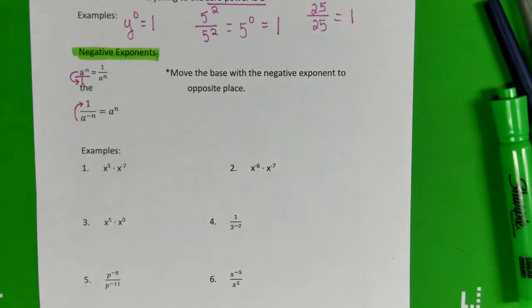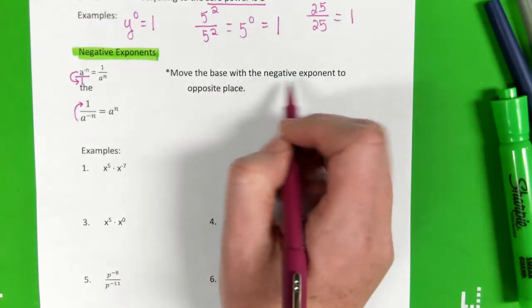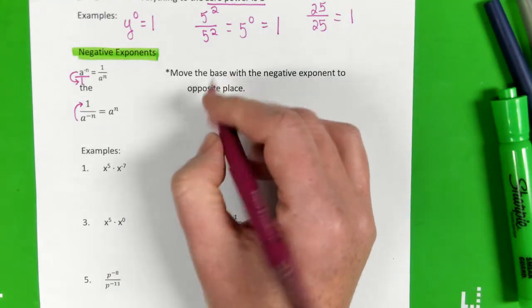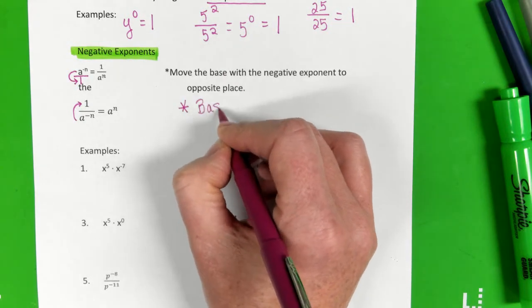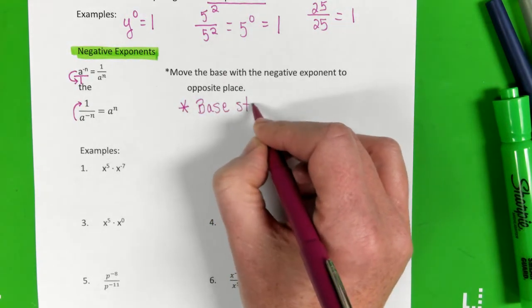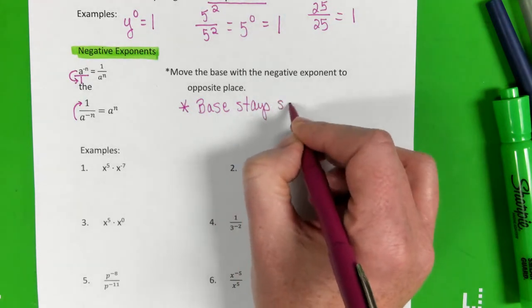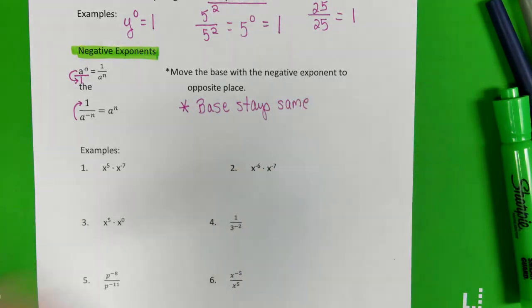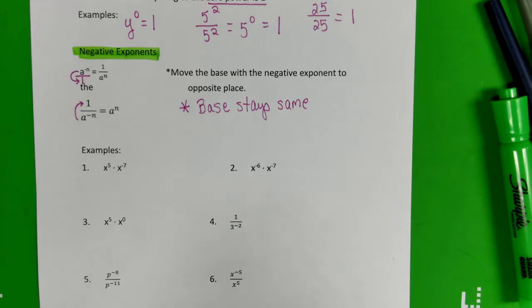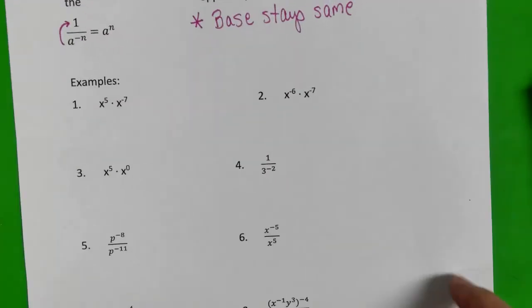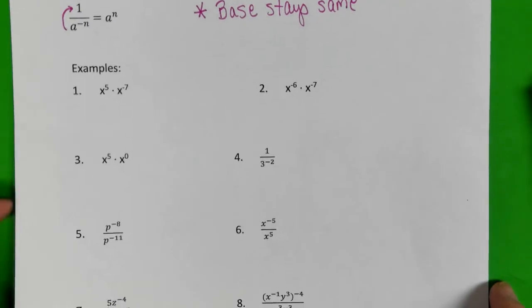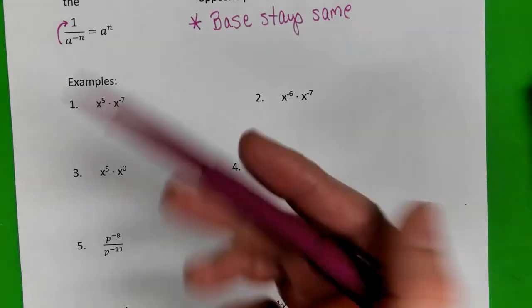So all we're doing is moving the base with the negative exponent to the opposite place. And what I want you to see is that the base stays the same, meaning the base doesn't change positive or negative, but the exponent does. Okay, let's go through a bunch of examples here, so that we can think through this.